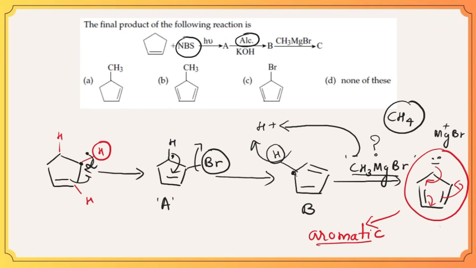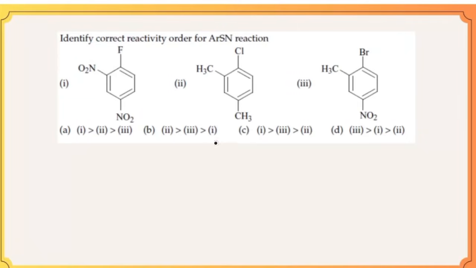So this is our final product, C. Do we have it in the options? No, we don't have it in the options, but there is an option, none of these. So therefore the right answer is none of these. Many students, if they see all of these or none of these, tend to ignore that option. So don't do that, because you can get such questions wherein the option is none of these.